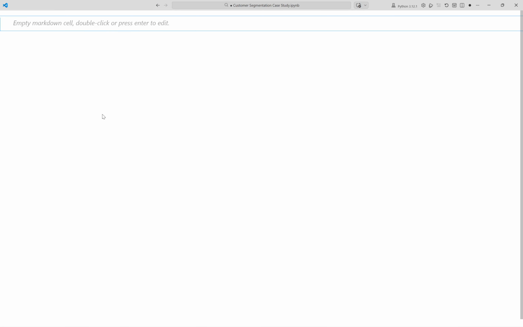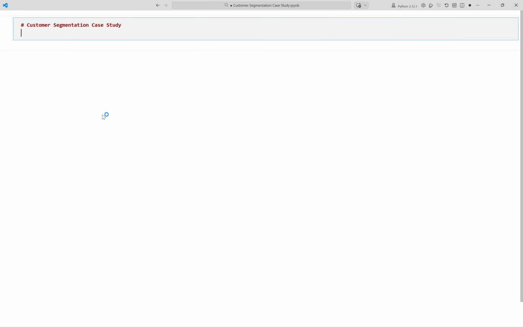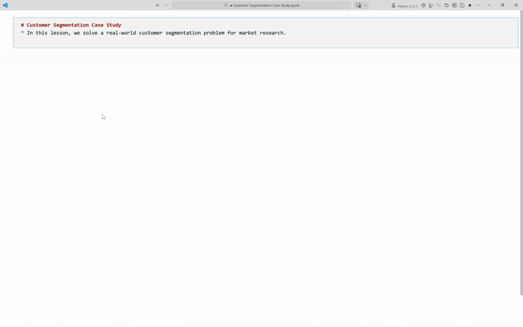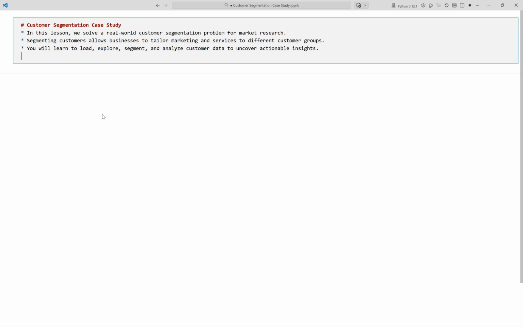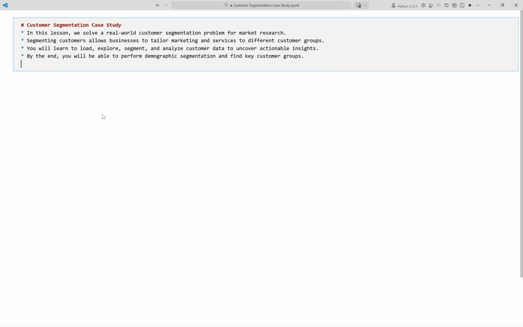Customer Segmentation Case Study. In this lesson, we solve a real-world customer segmentation problem for market research. Segmenting customers allows businesses to tailor marketing and services to different customer groups. You will learn to load, explore, segment, and analyze customer data to uncover actionable insights. By the end, you will be able to perform demographic segmentation and find key customer groups.